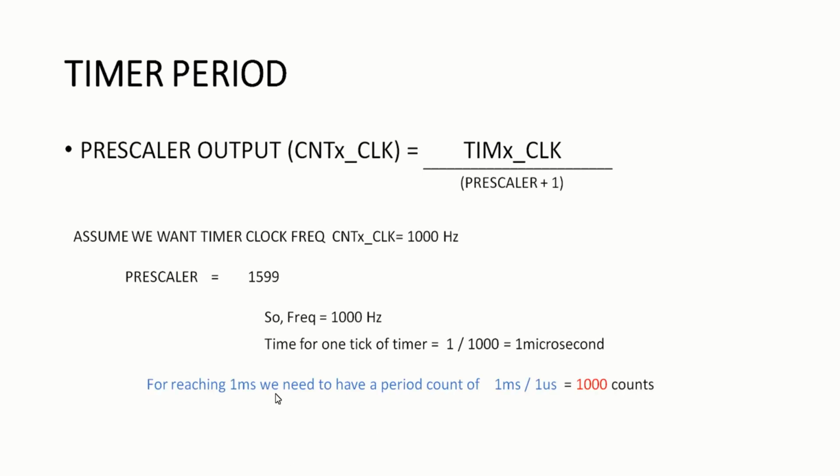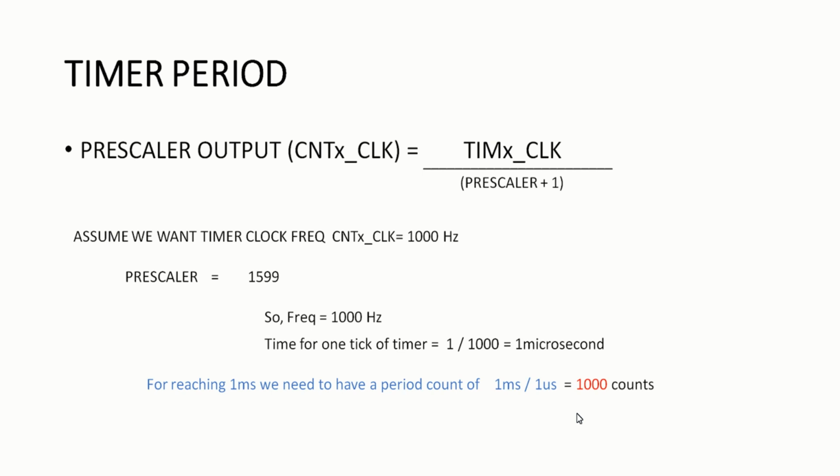For reaching 1 millisecond, we need a count period of 1000, right? 1000 microseconds is 1 millisecond. So we will be loading the period value of the timer to be 1000. The timer starts from 0 and counts till 1000. After reaching 1000, it rolls back to 0 and this process continues. That is, it starts from 1 microsecond and counts till 1 millisecond, and after 1 millisecond it drops to 0 again and starts counting up.